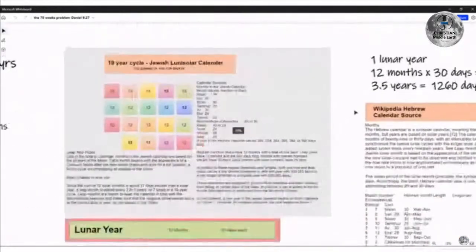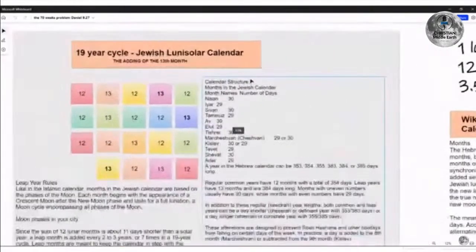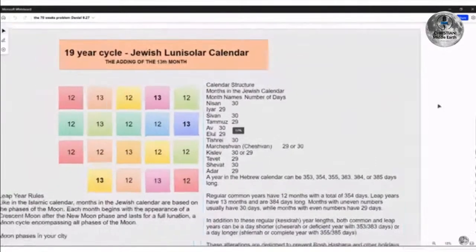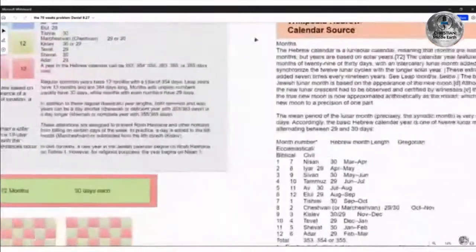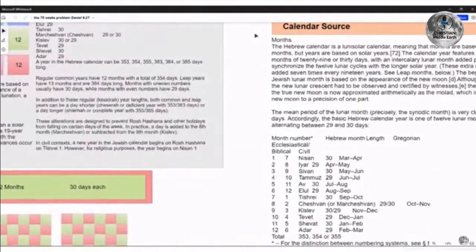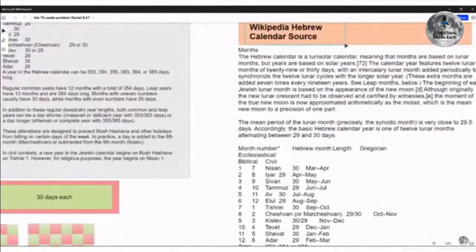So the months would have 29 or 30 days per month. Here's the months listed. So let me read this part to you. I'll read some of this to kind of explain how this works. The Hebrew calendar is lunar solar. It's lunisolar. Because it's from month to month.